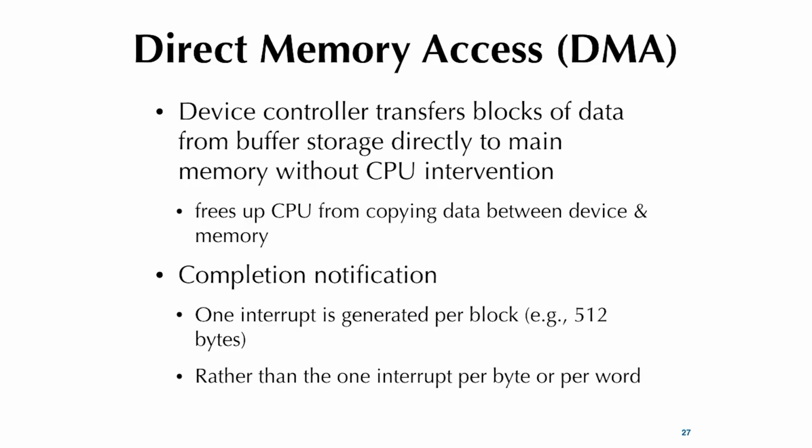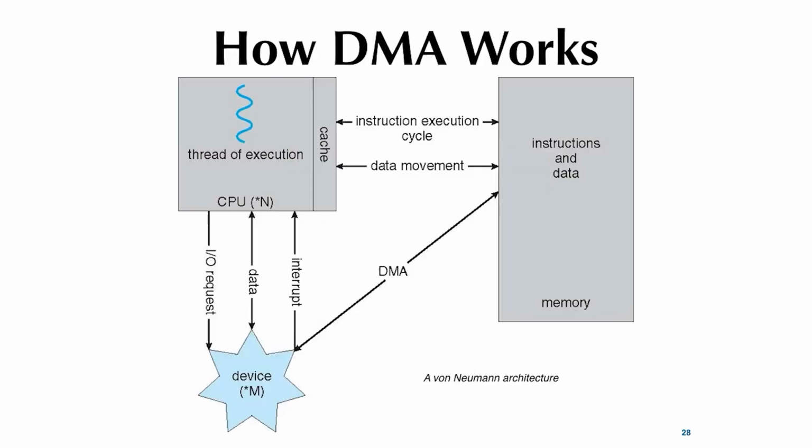And then upon completion, the controller that handles DMA sends a notification in the form of an interrupt to the processor, and the processor says, oh, okay, done. Great, I'm just going to move on to the next thing. So it generates one interrupt for every block transfer, usually half a K, 1K, or however many K. Half a K is common, and then it handles it one chunk at a time, as opposed to one word or one byte at a time.